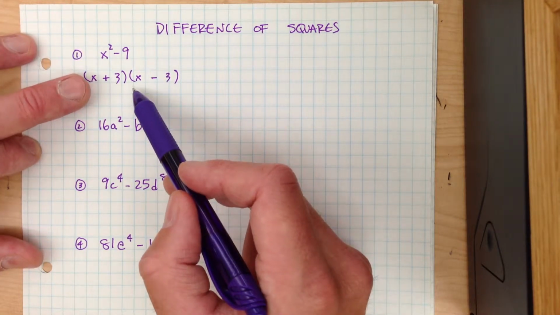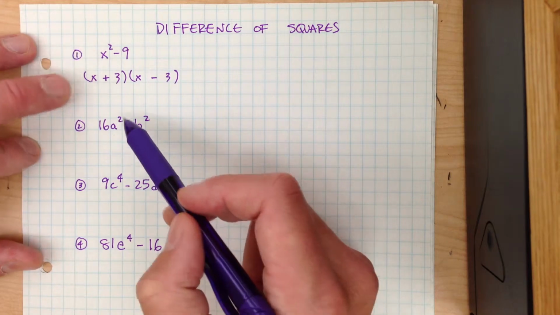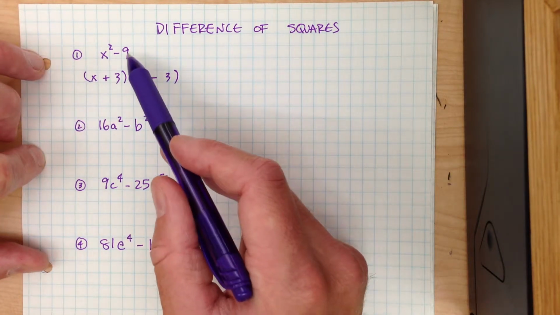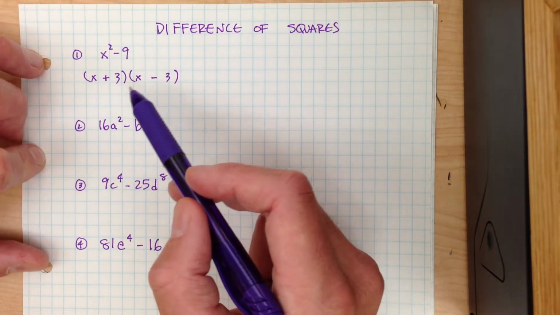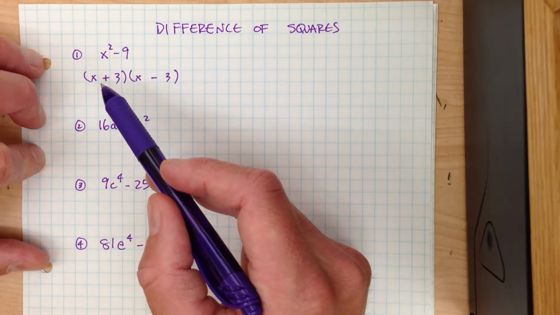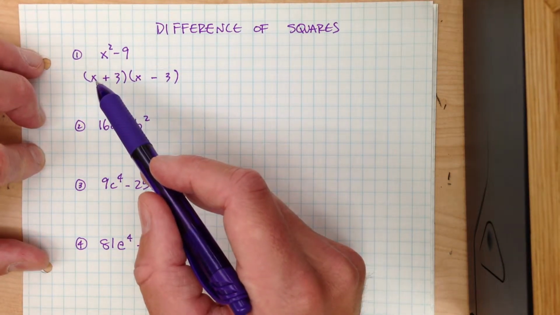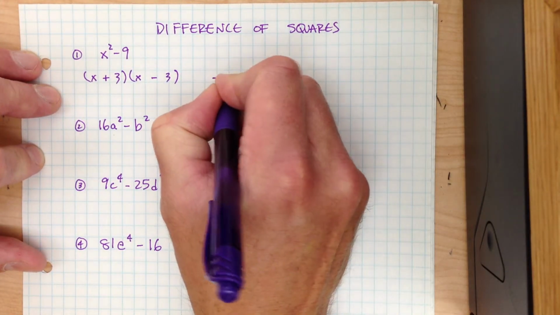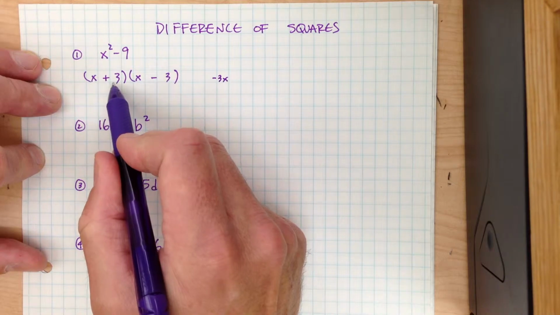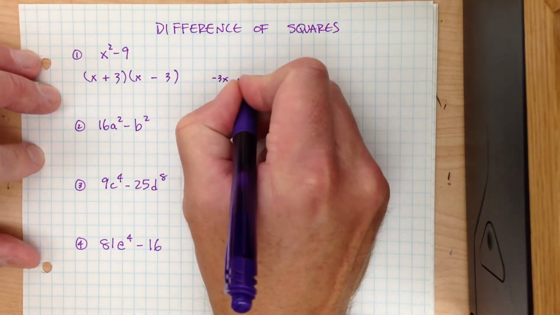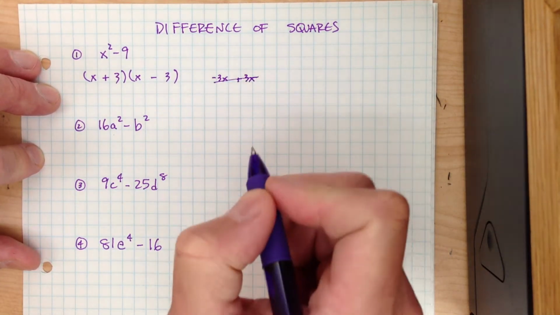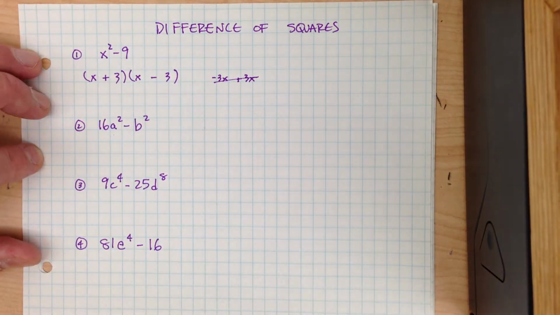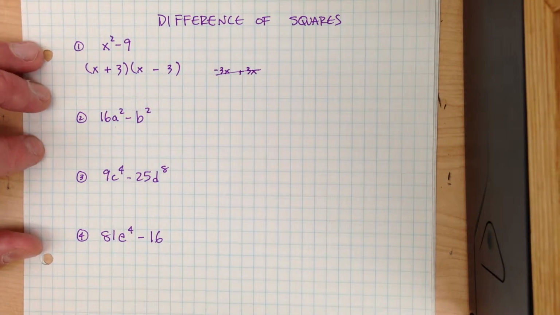When I multiply x times x, I get x squared. When I multiply positive 3 times a negative 3, I end up with negative 9. Then I need to check my outside terms and my inside terms. So my outside terms would be x times negative 3, negative 3x. My inside terms, positive 3 times x, positive 3x, and those two cancel out, so you are left simply with your first term and your last term, so your factoring checks.